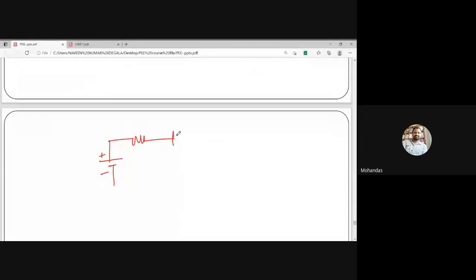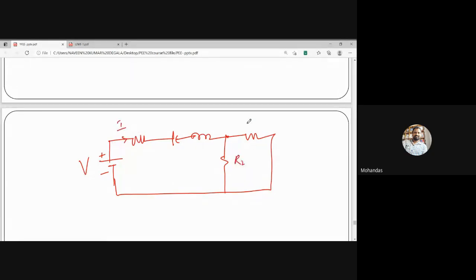Capacitor, inductor, and again a resistor. All the electrical appliances can be converted like this. All are fed from the supply. So there is a voltage V, and once the switch is closed, current I is flowing through these elements. Now see here, let us see one by one.